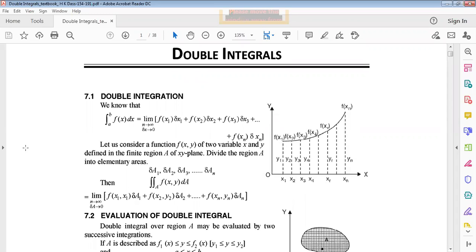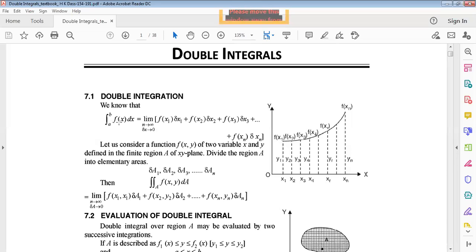Multiplication of two functions. In area, we must know length multiplied by breadth. One function will be for length and the other function for breadth. Then the total integration will be the area. Actually, this is the application of integration, the definite integral. Application of integration is finding area.